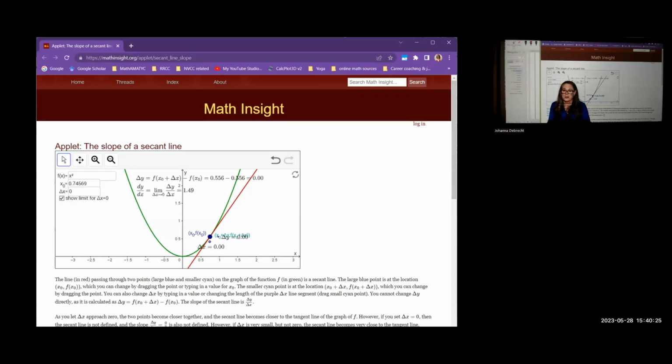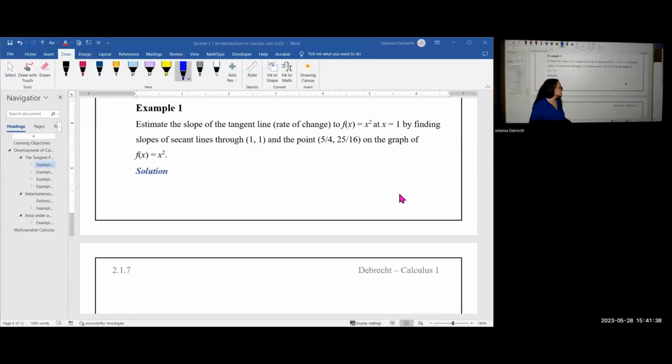Let's go back to our notes now. Let's take a look at example 1. In example 1, we want to estimate the slope of the tangent line at the actual point where there's no change in x by instead finding the slope of the secant line through the point 1, 1, which is where I really want to know what the slope of the tangent line is.